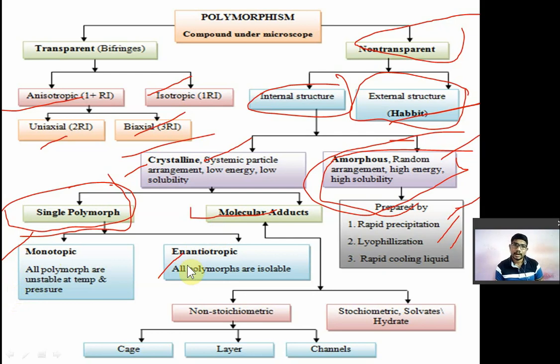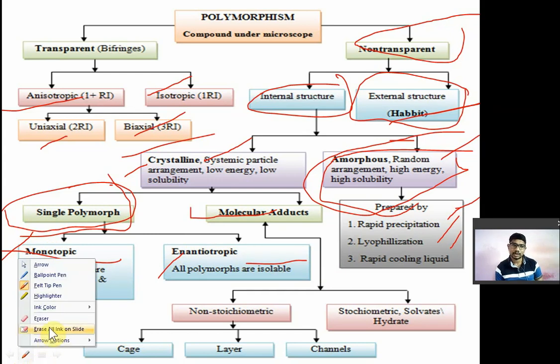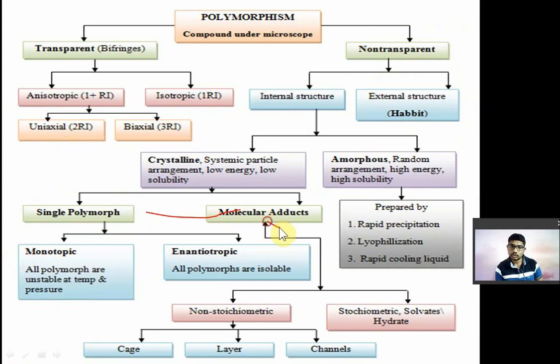Okay, and isotropy means all polymorphs are isolable and they are stable. Single polymorph again divides into monotropic and anisotropy. Monotropic means their polymorphs are unstable, and anisotropy means all polymorphs are isolable. Okay, that was single polymorph. Now molecular adduct. So they come under again two.